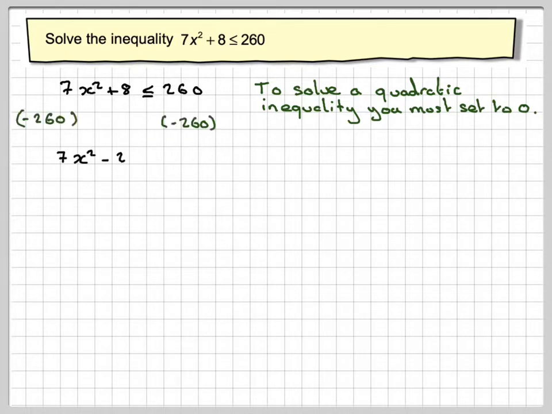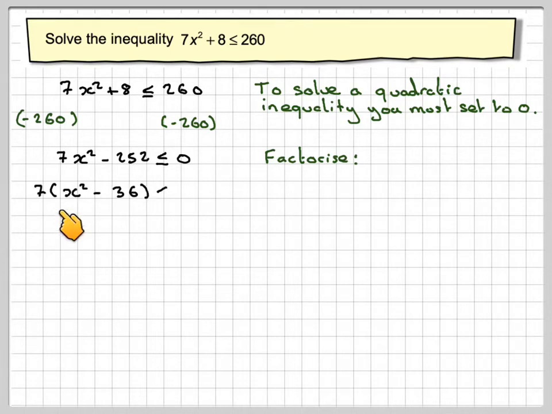If we do that, we're going to get 7x squared, 8 minus 260 gives me minus 252, less than or equal to 0. Then what we've got to do is try to factorise. Just so happens 7 goes into it, so the 7 will come out, so we're going to get 7 times (x squared minus 36) is less than or equal to 0.